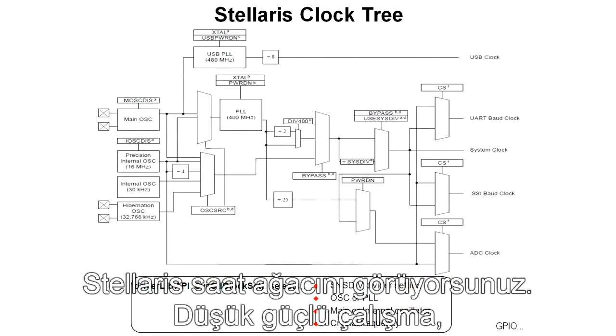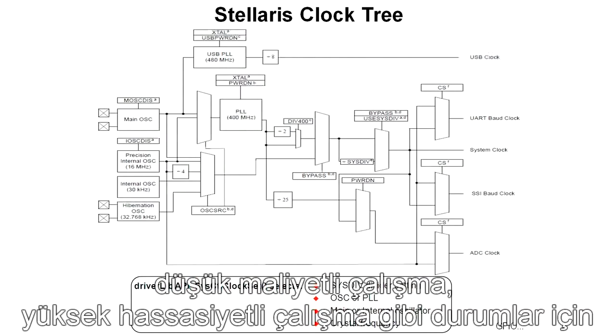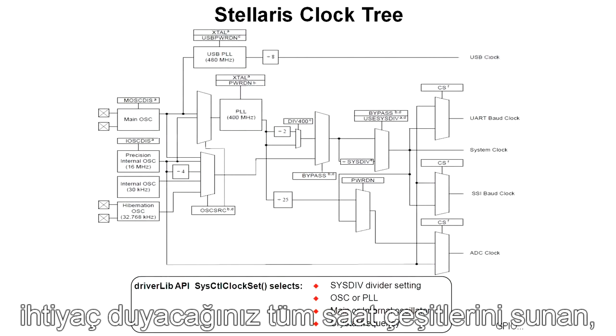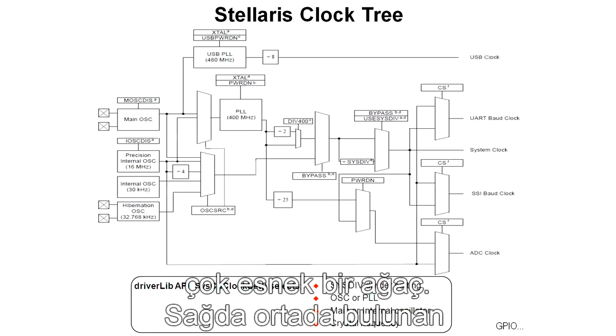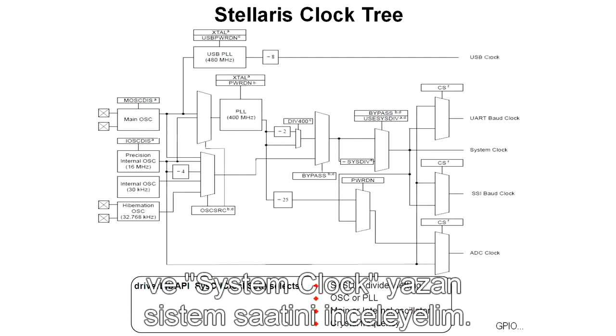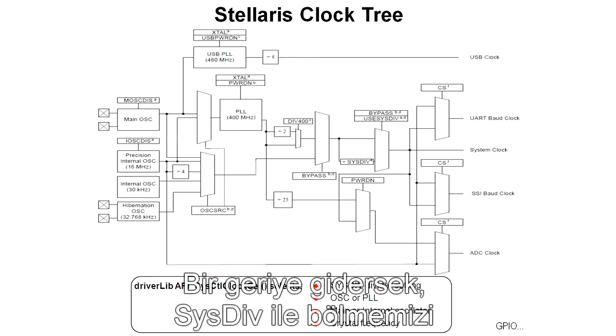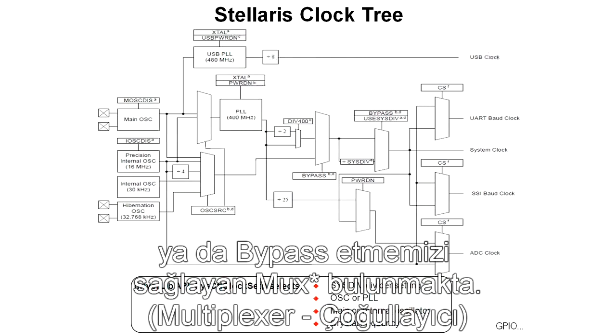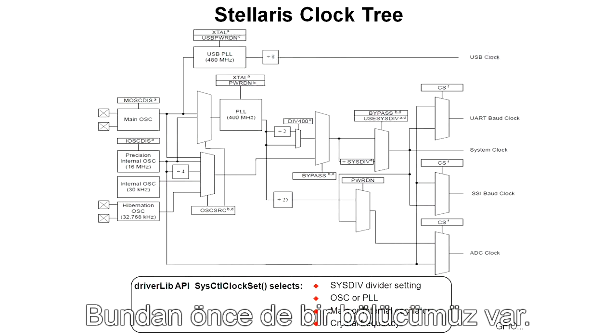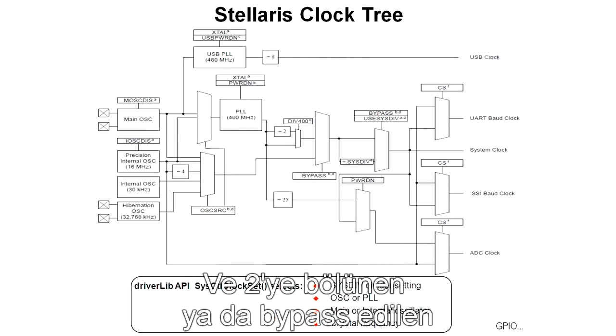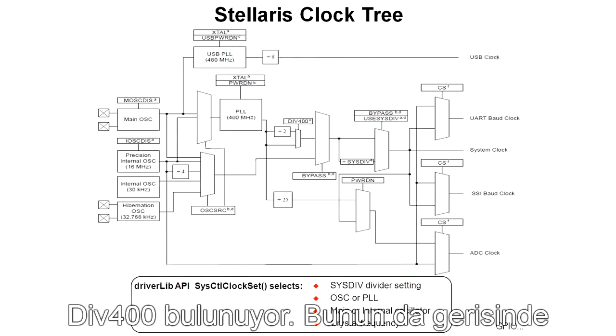This is the Stellaris clock tree. It's a very flexible implementation to provide you with all the different types of clocks that you'll need for low power operation, for low cost operation, for high precision operation. Let's take a look at the system clock on the far right in the middle, where it says system clock. If we follow that back to the MUX, that allows us to either divide by the sysdiv or to bypass it. We also have a divider before that. And then you'll see the div 400 that's divide by 2 or it bypasses there.